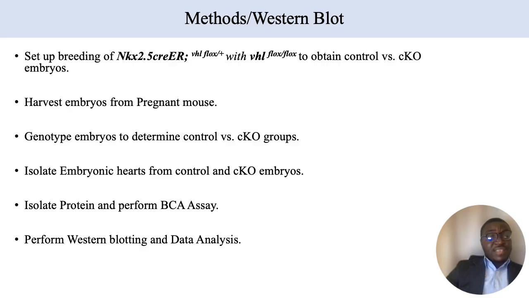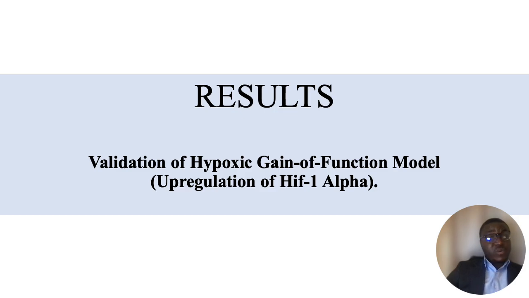Also, after setting up our mouse colony and harvesting the embryos from the pregnant mouse, we genotyped the embryos to stratify them, as we did previously, into control groups and VHL knockout groups. We then isolated protein and performed a BCA assay to quantify the protein from these embryonic hearts. We then performed Western blots to quantify the protein levels of HIF1 alpha, SOX17, APJ, and also VEGF-R2. And this was our results.